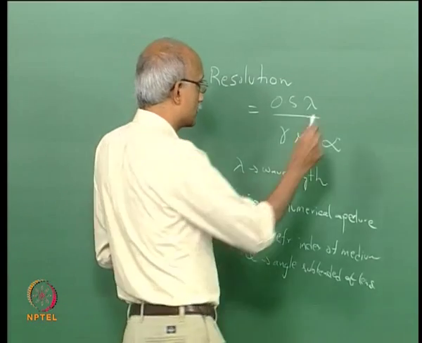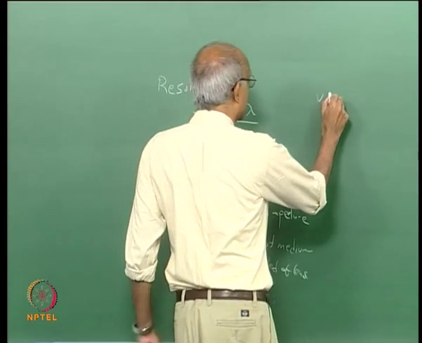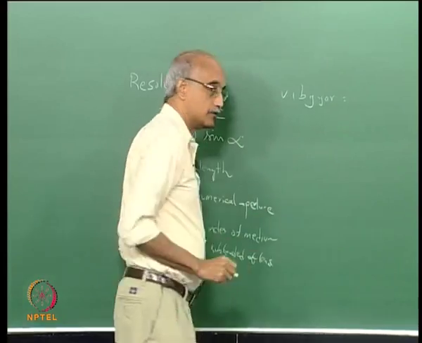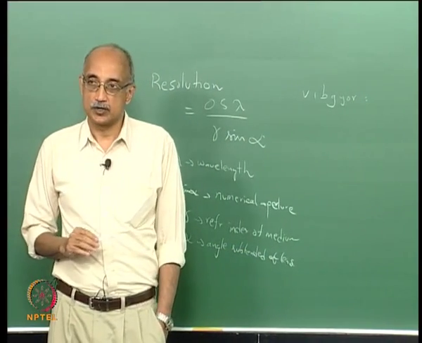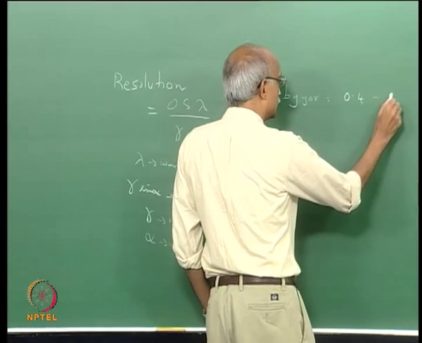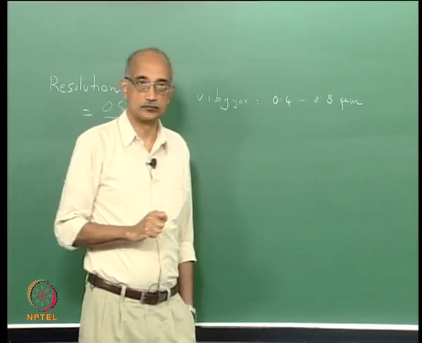When you talk about optical microscopy, you are only concerned about the Vibgyor range, so to speak. So, if you look at the range for normal visible light, it ranges from about 0.4 to 0.8 microns, right.